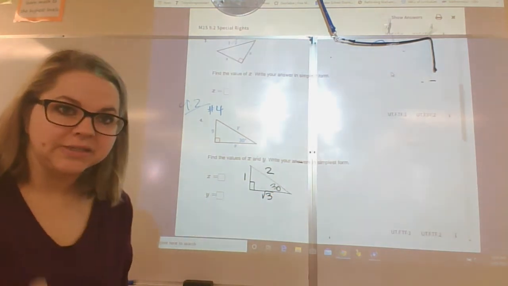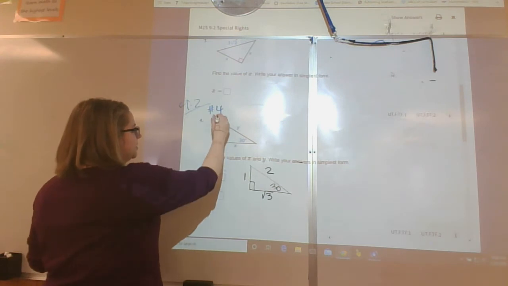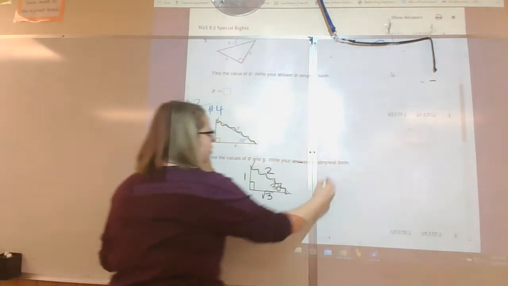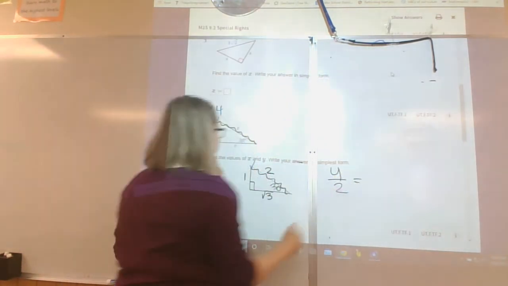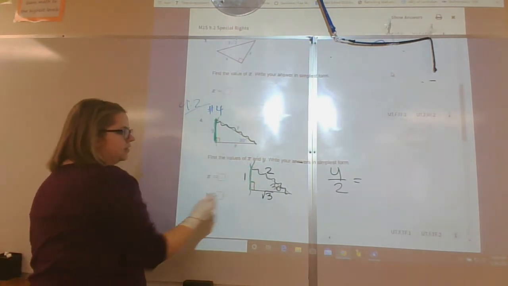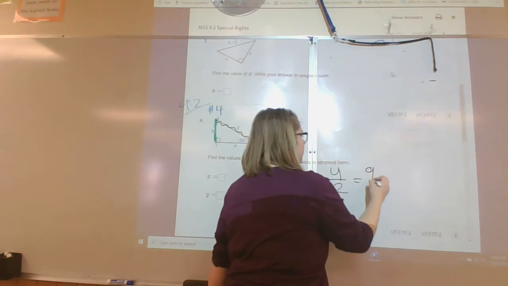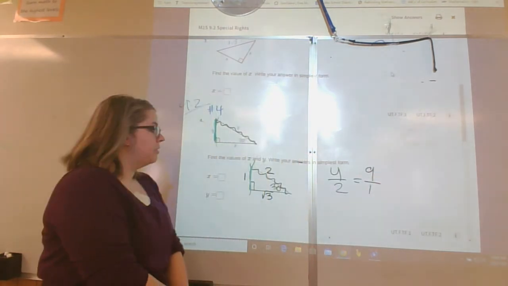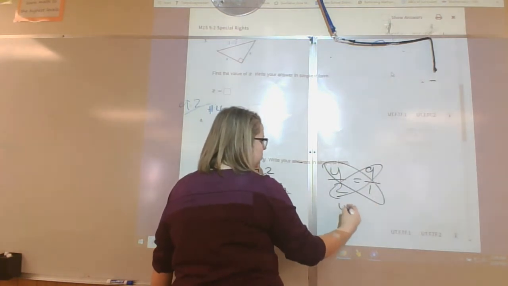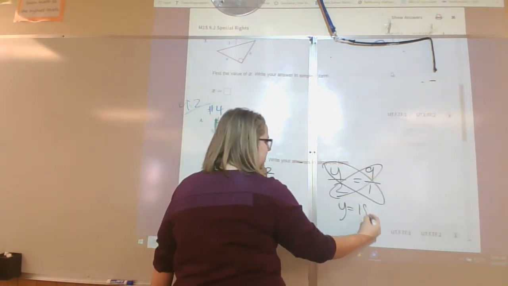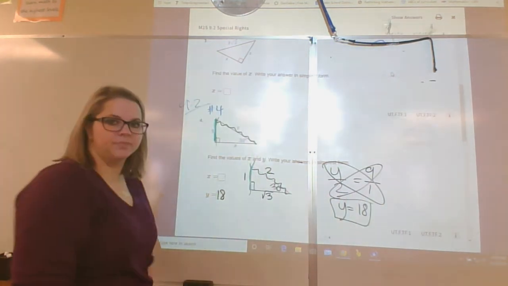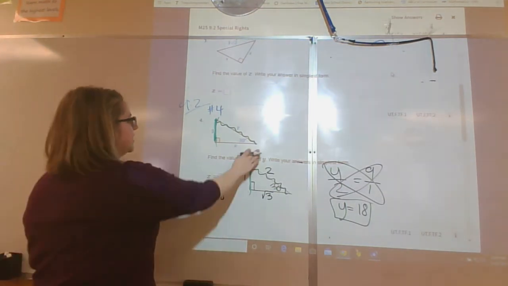Okay, so now we just need to set it up so we can cross multiply. So this side y here goes with this 2 here. So I have y over 2 equals, and then this 9 is going to go with the 1, so equals 9 over 1. Now I just cross multiply. Y times 1 is just y equals 9 times 2 is 18. So there's my answer for y. Y equals 18.